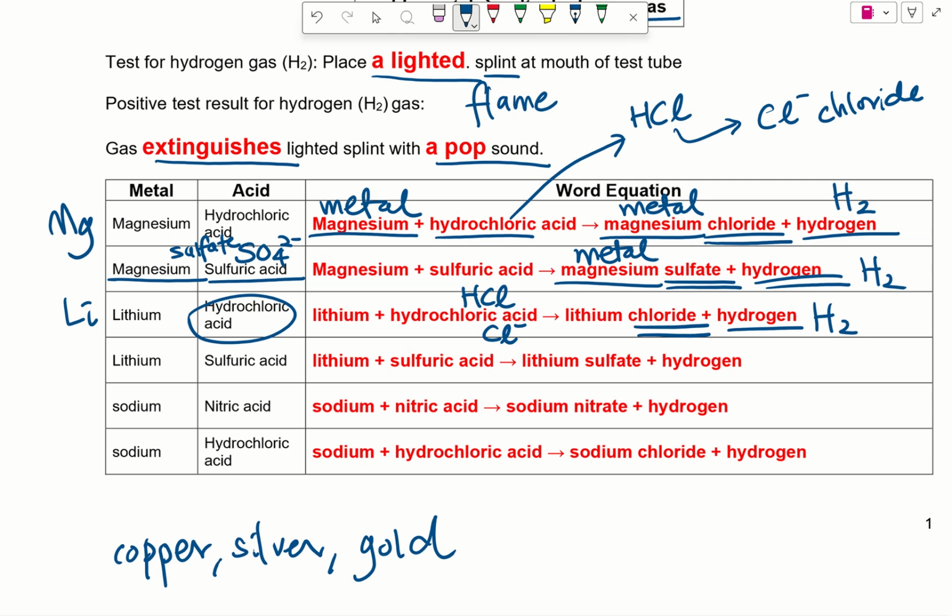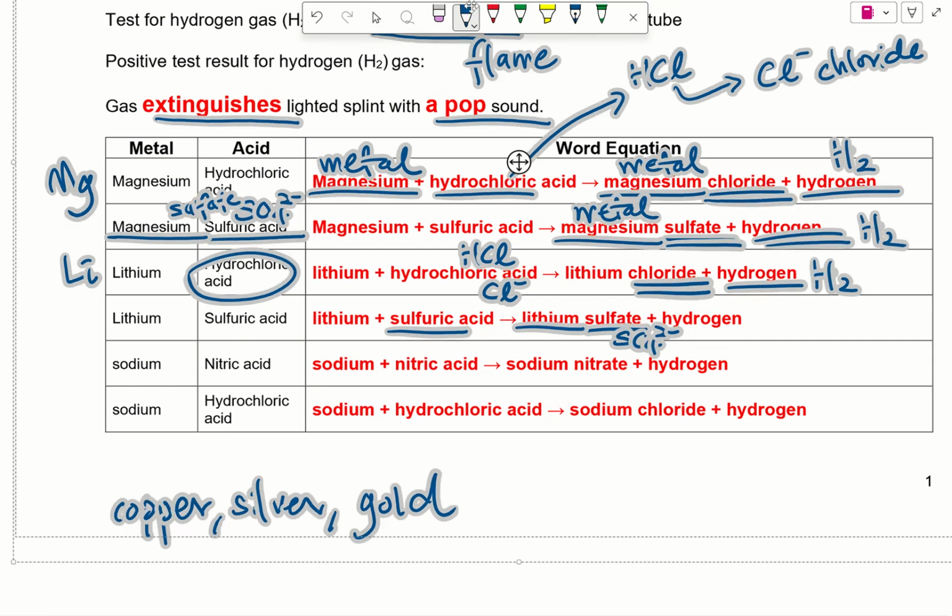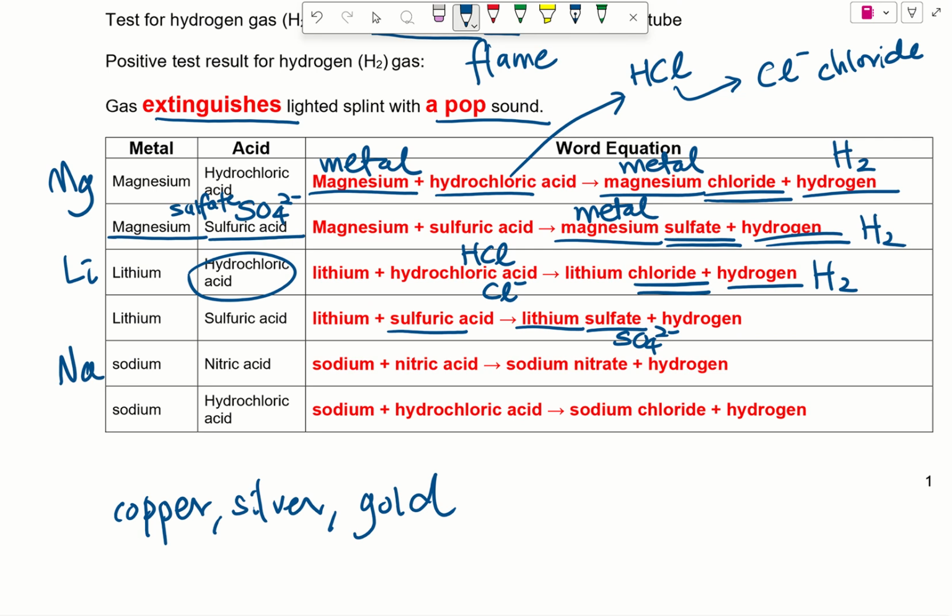How about lithium plus sulfuric acid? Sulfuric acid forms a sulfate salt, SO4 2-. Again we take the metal, which is lithium in this case, and combine them, and the salt will be lithium sulfate. Let's do the last one, sodium, Na. Nitric acid actually has nitrate, right?